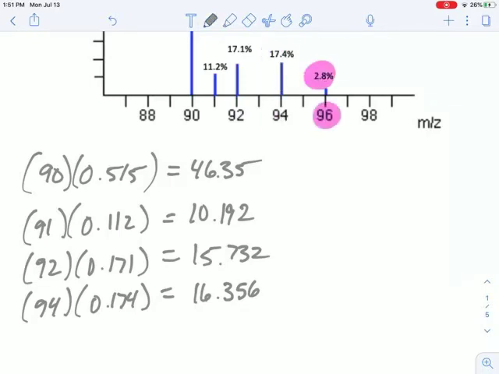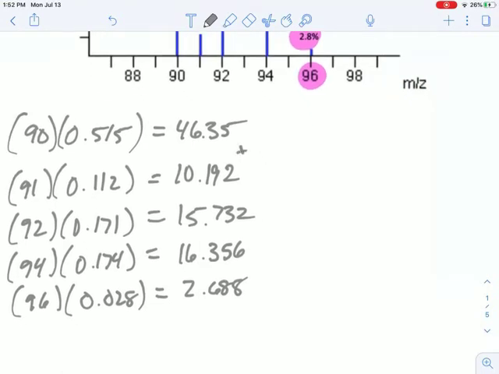And then finally you have that and that. So you've got 96. Please note that this is 0.028. Always got to move that decimal place two places. If you have it just as 0.28, that would be 28%, and that's not what it is. So it's 0.028. So that's 2.688 there.